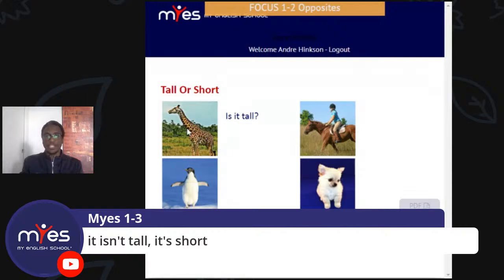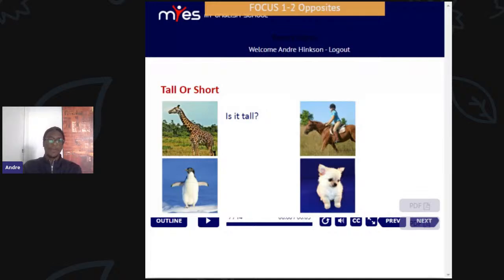We've got the first picture, which is a giraffe, a very beautiful animal, normally found in Africa. Then we've got a penguin, which can be found in the very cold regions of Antarctica. And then we have a horse here, and then we have a dog. And remember, a small dog, a baby dog, is called a puppy. So a baby dog is called a puppy. Yeah, very cute puppy there in that picture.